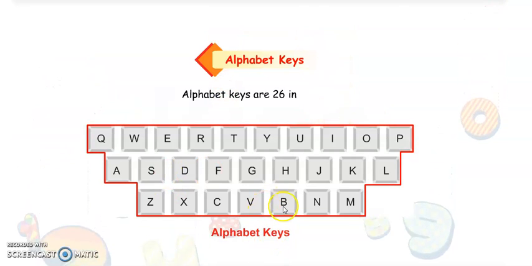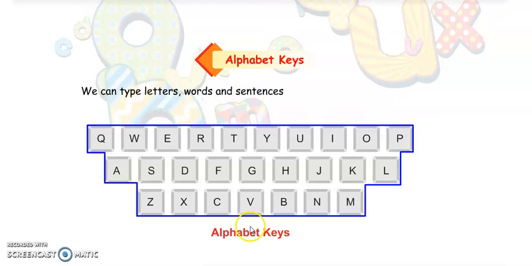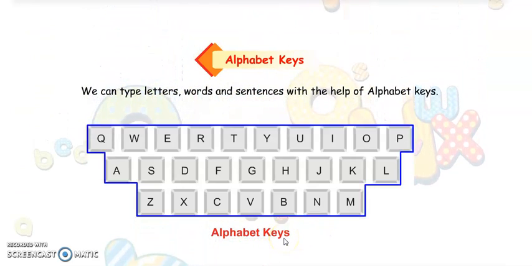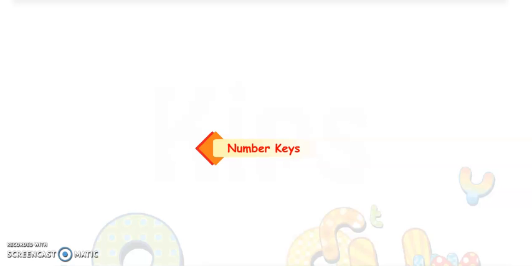Alphabet keys are 26 in number. You can say A to Z alphabets are 26 alphabets. So these keys are 26 in number. We can type letters, words and sentences with the help of alphabet keys. Now move on to next key, number key.